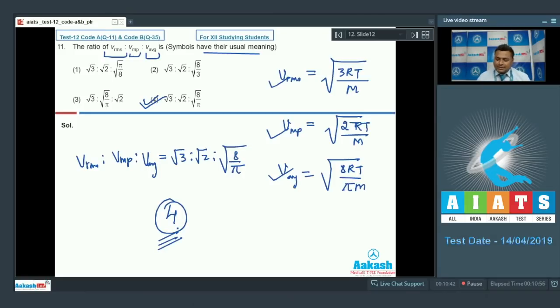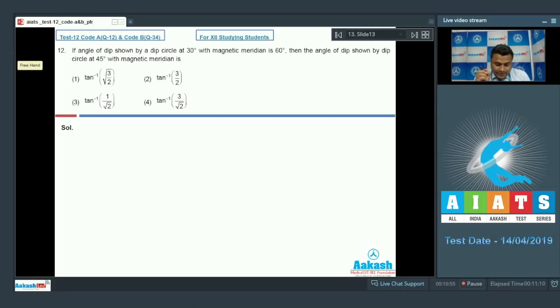Now move on to the next, that is number 12. Here is question number 12, everyone. If the angle of dip shown by a dip circle at 30 degrees with the magnetic meridian is 60 degrees, then the angle of dip shown by the dip circle at 45 degrees with the magnetic meridian will be what? Now this is the case when a plane is making some angle with the magnetic meridian, and we can write the apparent dip: tan delta dash is written as BV upon BH cos theta, where theta is the angle the dip circle makes with the magnetic meridian.